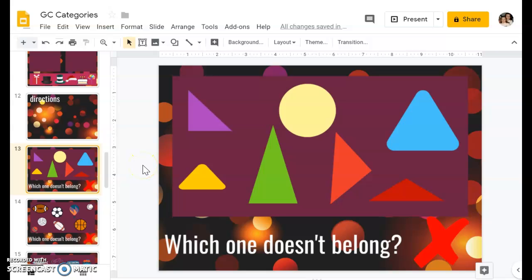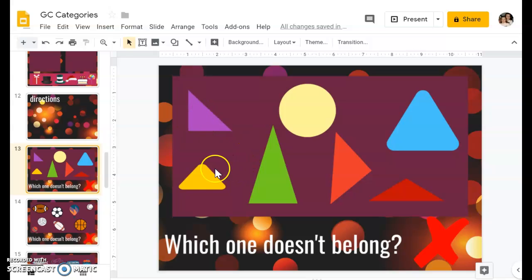For this section, you have a whole bunch of pictures in your rectangle up at the top, and you're going to tell me which one does not belong with the rest. So I didn't give you a category name. You're going to have to look at the pictures and decide what the category is, and then find the picture that does not match that category.